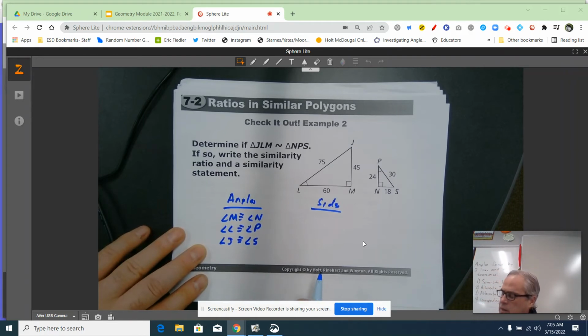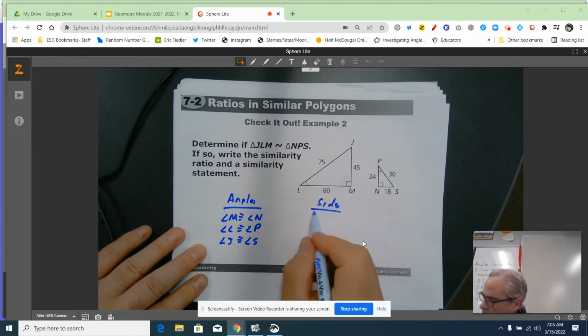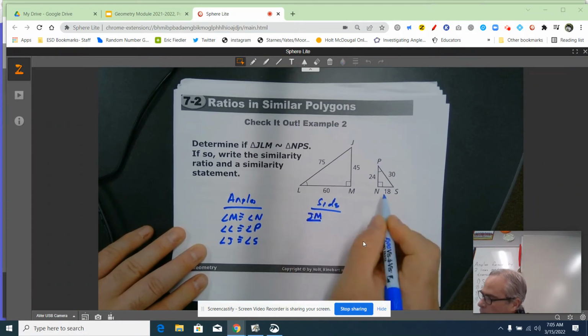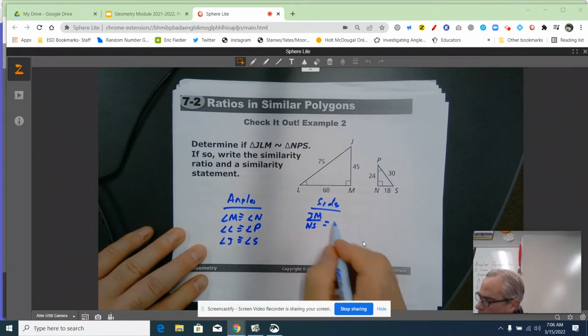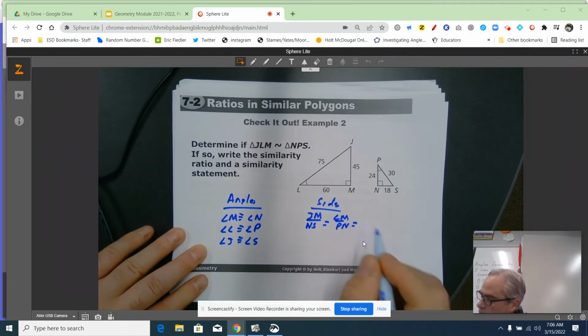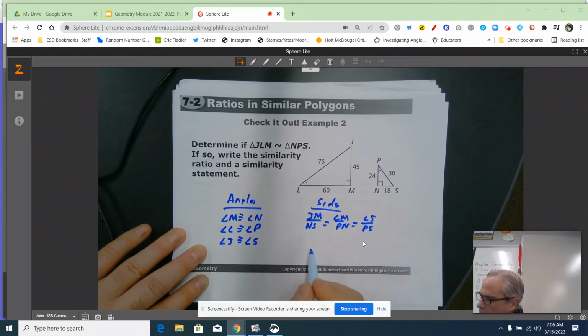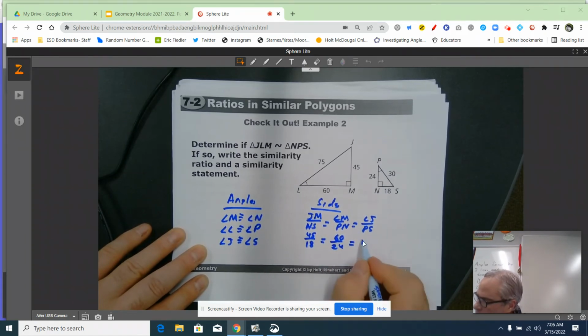Now let's check the sides. Okay, so small side is JM. Small side over here is NS. Middle side would be LM. Middle side would be PN. Larger side, LJ. Larger side, PS. Okay, so JM is 45 over NS, which is 18. LM is 60 over PN, which is 24. And then LJ is 75 over PS, which is 30.